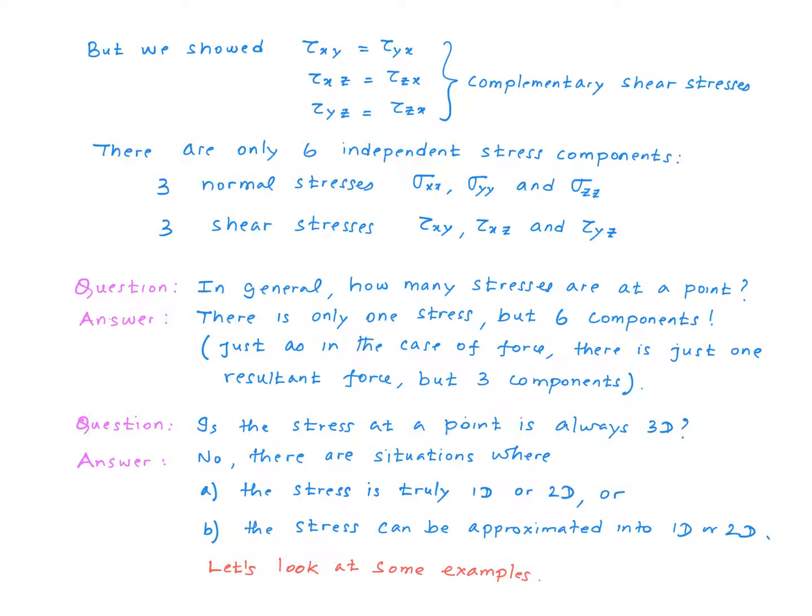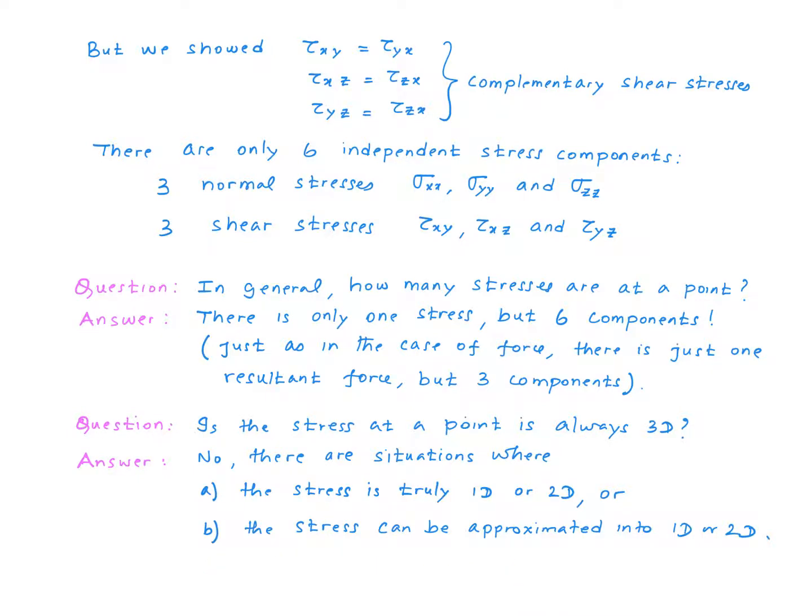So now let me ask you the question. In general, how many stresses are at a certain point? The answer, there's only one stress, but 6 components. Even though this is the correct way of looking at this, in practice we tend to be sloppy sometimes, right? It's pretty common to say stresses on a plane, although strictly speaking, these are components of the stress at that point on that plane.